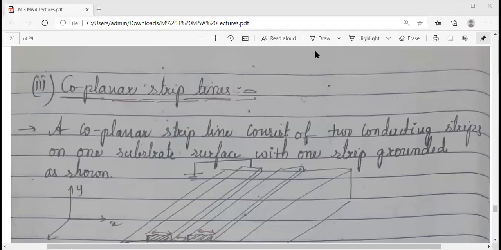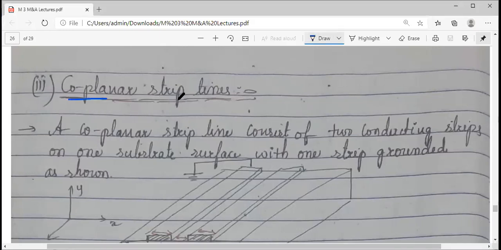parallel strip lines. So today we have to study a superficial, that is, qualitative study of coplanar strip lines, and one more, the shielded strip lines. So it is a very small concept, a short-note kind of concept. Let us try to complete it today.